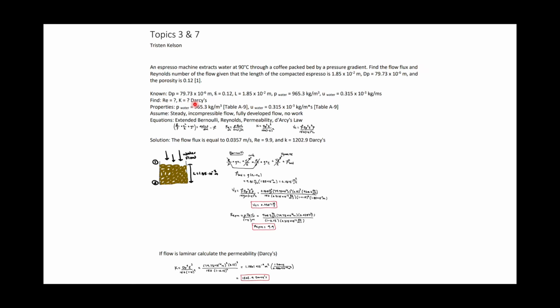Using the properties given and assuming steady, incompressible flow, fully developed flow, no work, and the following equations of extended Bernoulli, Reynolds, permeability, and Darcy's law, we are able to solve this problem. Here, using Bernoulli, we are able to cancel out P1 and P2 over rho, because P1 and P2 are equivalent as they are both exposed to the atmosphere. We are also able to cancel out V1 because we are assuming it is so small compared to the velocity at point 2. In addition, we are able to cancel out point 2 because we are ignoring kinetic energy.